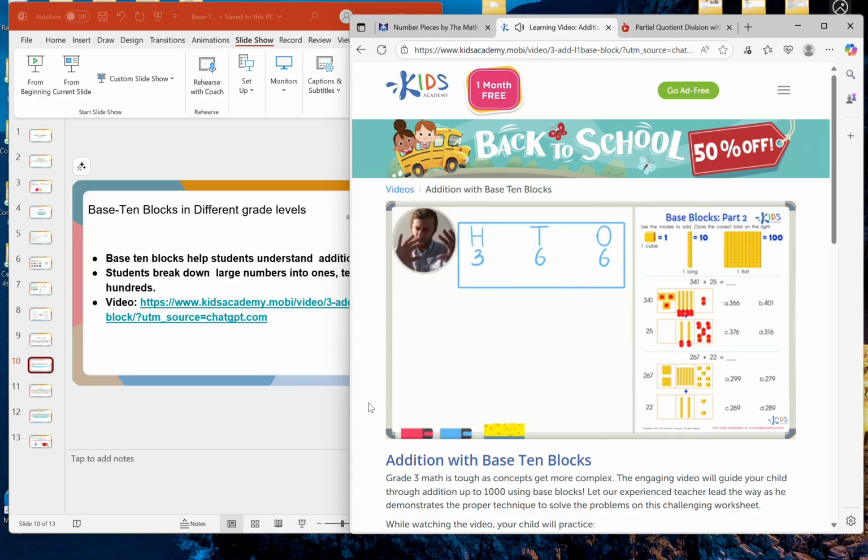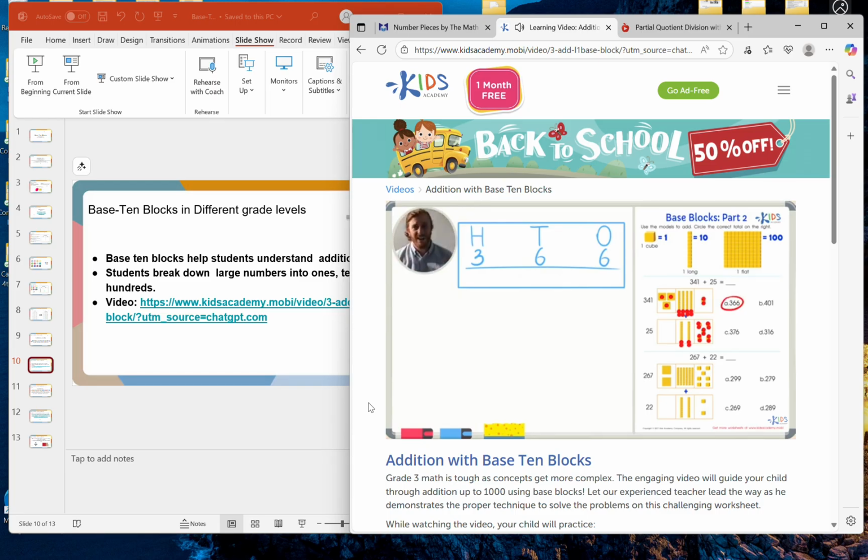Now we can just read this beautiful number all together. And if I look at this number, I know the number I'm looking at is 366. And that's choice A. So we can circle choice A.